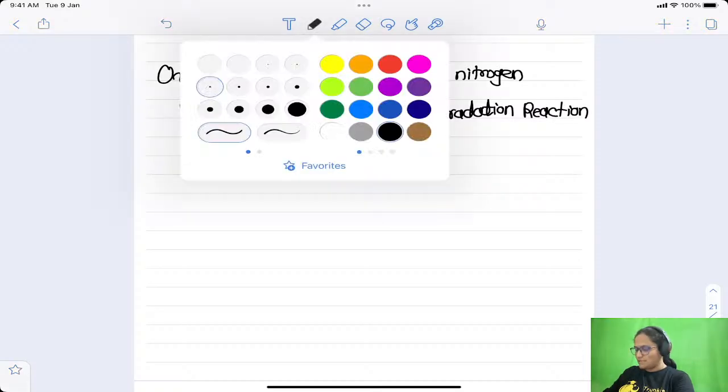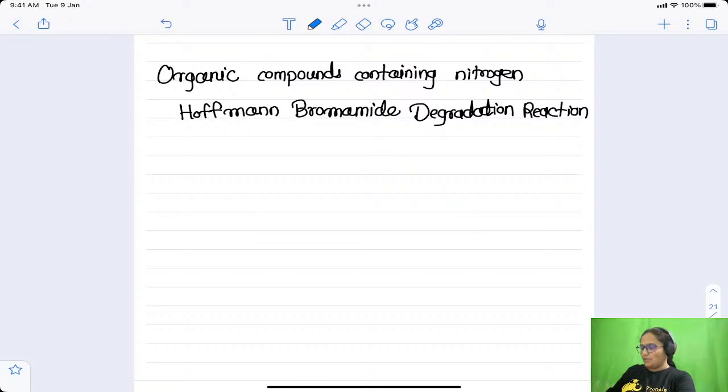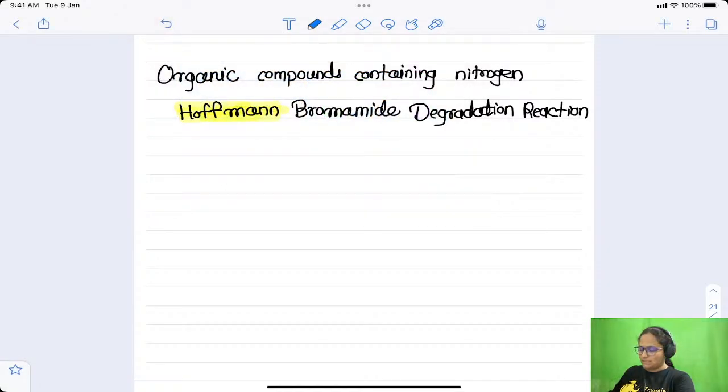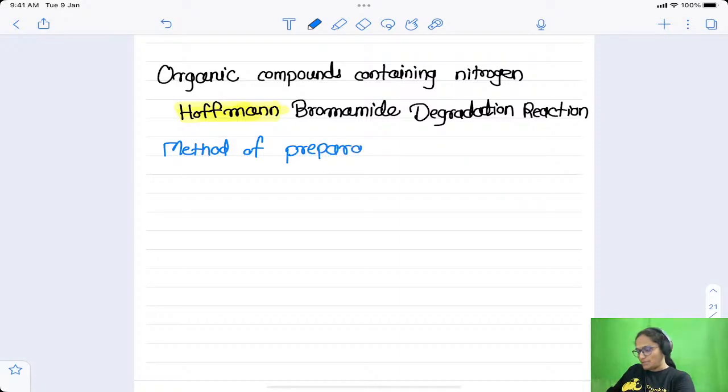This is actually a name reaction because it is named after the scientist who invented it, that is Hoffman. Now this reaction is a method of preparation for amines. This is one of the methods of preparation of amines. This reaction is a method of preparation of primary amines.